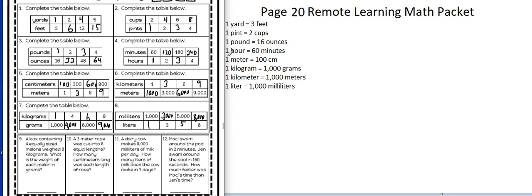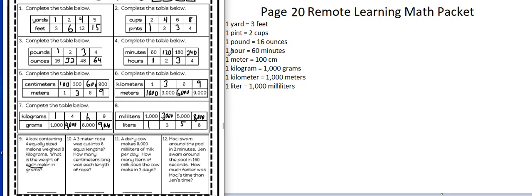What is the weight of each melon in grams? Okay, so let's read this one more time. A box containing 4 equally sized melons weighed 8 kilograms. So the box with 4 weighed 8. What is the weight of each melon?